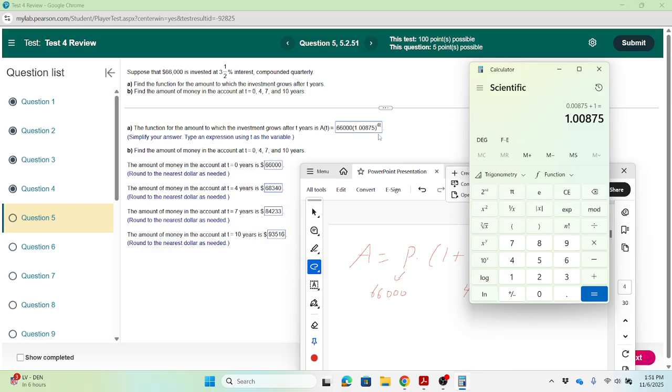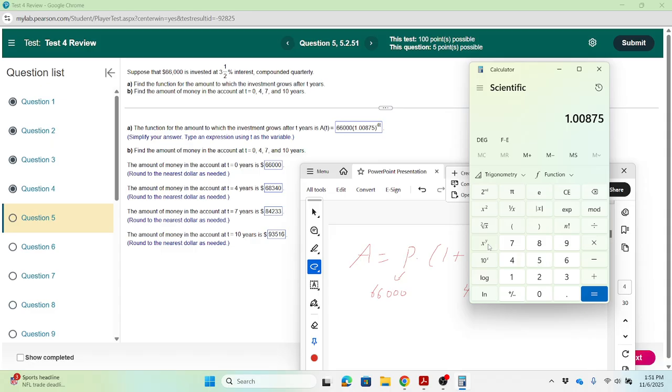When t is 1, that is to the power 4 times 66,000, and that is $68,340. What is that? That's all. Yeah, round to the nearest dollar. It's $68,340.